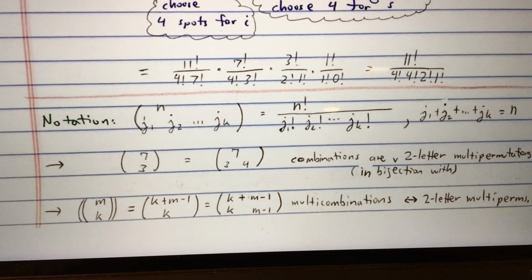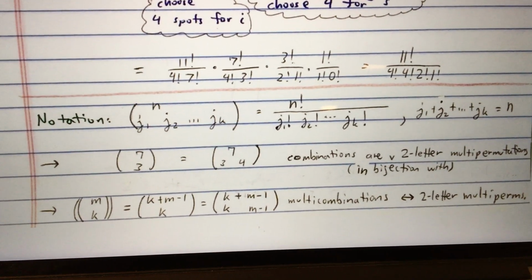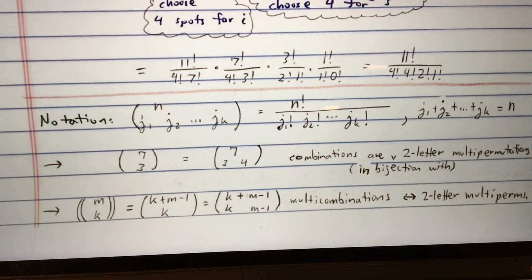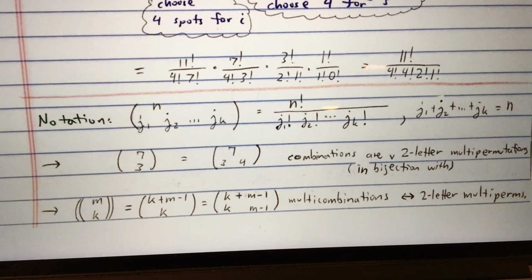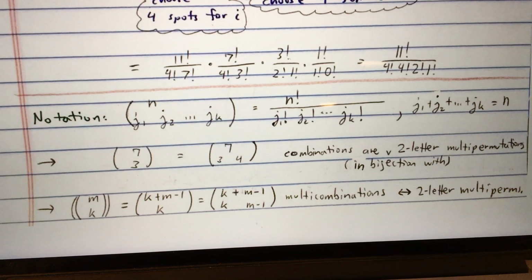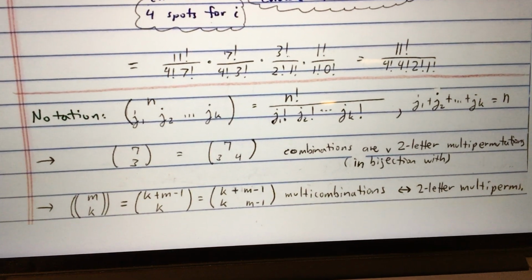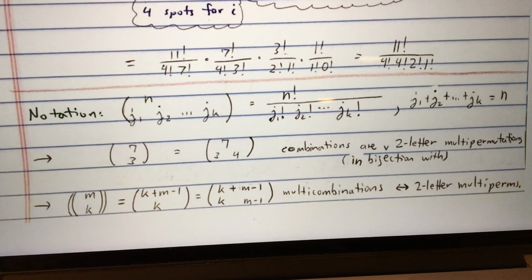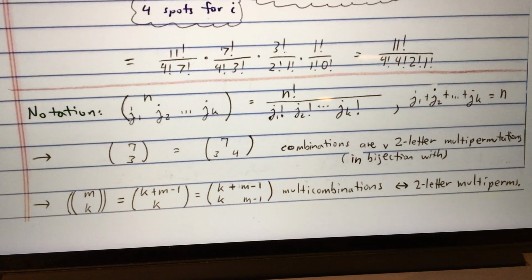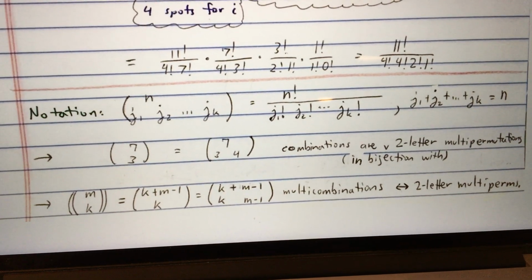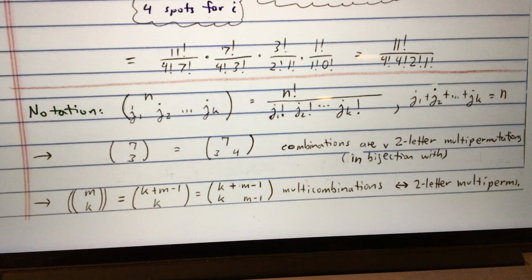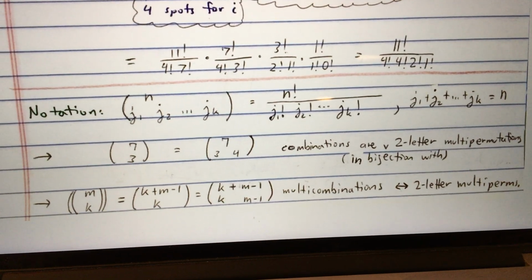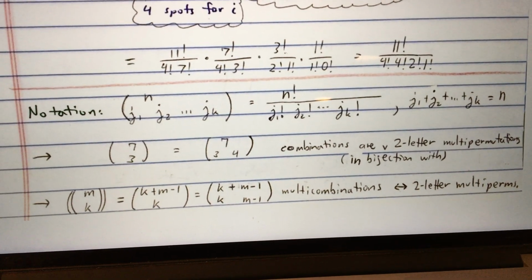That means there is another way of writing 7 choose 3 on the next line down. You could write it as a multi-permutation, because it's 7 over multi-permute 3 and 4. Notice they both come out to the same thing, 7 factorial divided by 3 factorial times 4 factorial.